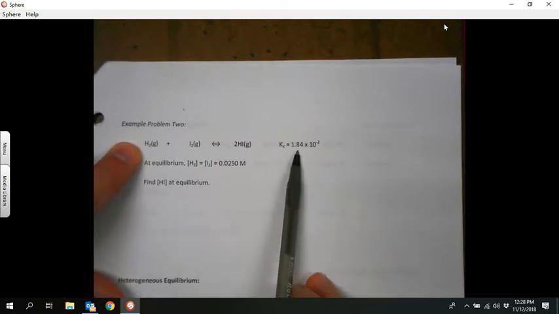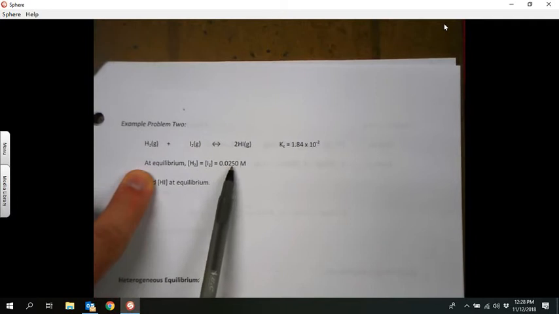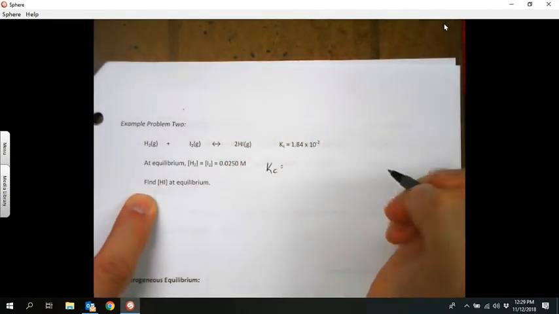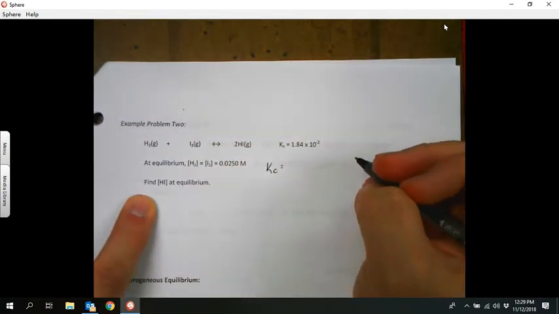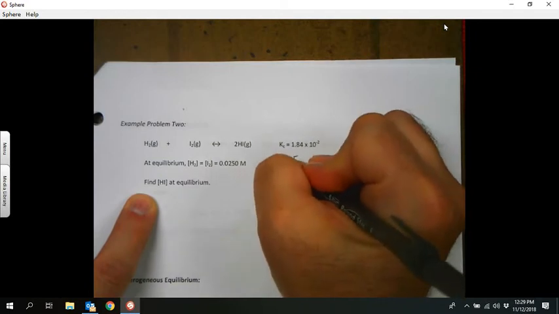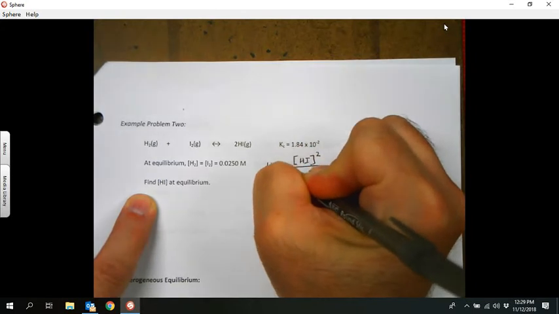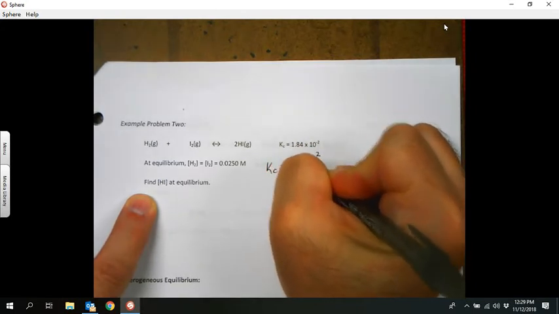Here is another equilibrium. H2 plus I2 yields 2HI. And this time we're given a Kc value. And we're told at equilibrium our H2 and I2 concentrations are both 0.0250 molar. So we want to find what is the concentration of HI at equilibrium. So the best thing to do is first write an expression. Kc is going to equal products over reactants, each one raised to its stoichiometric coefficient. So HI is our product. It will be squared over H2 to the first times I2 to the first.